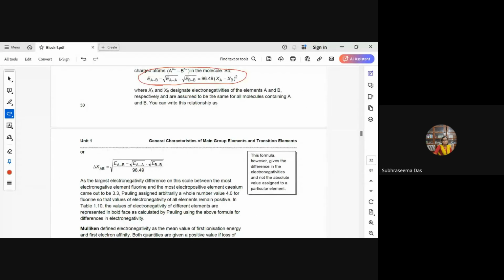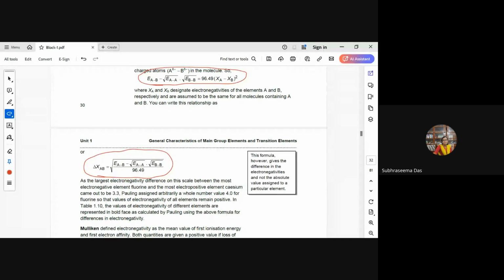Now, to simplify this equation, it has been further simplified and given by this formula. However, this formula just gives the difference in electronegativity, that is delta chi of AB, but it does not indicate the absolute electronegativity value for a particular element A or B. We can just find out the difference for an AB molecule using this formula.